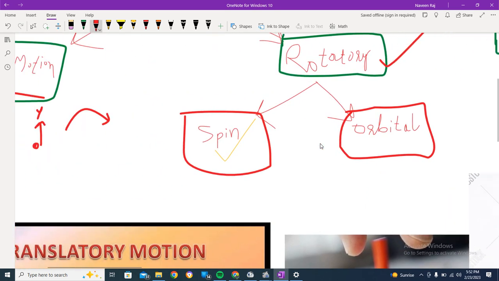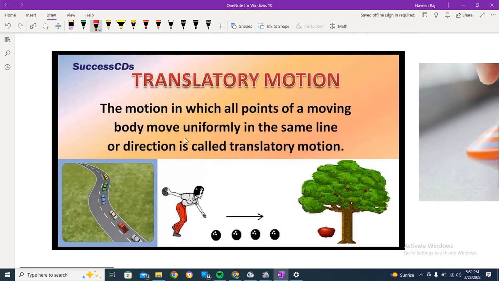Now it will get clearer with the help of diagrams. The motion in which all points of the moving body move uniformly in the same line, yes, this is the concept of translocating motion. The same axis, line, or direction is termed translocating motion. Here we have the road, so this is a unidirectional track, so this is translocating motion. If you throw a ball, this is also along the x-axis. An apple falls along the y-axis, downward towards gravity. This is also translocating motion.